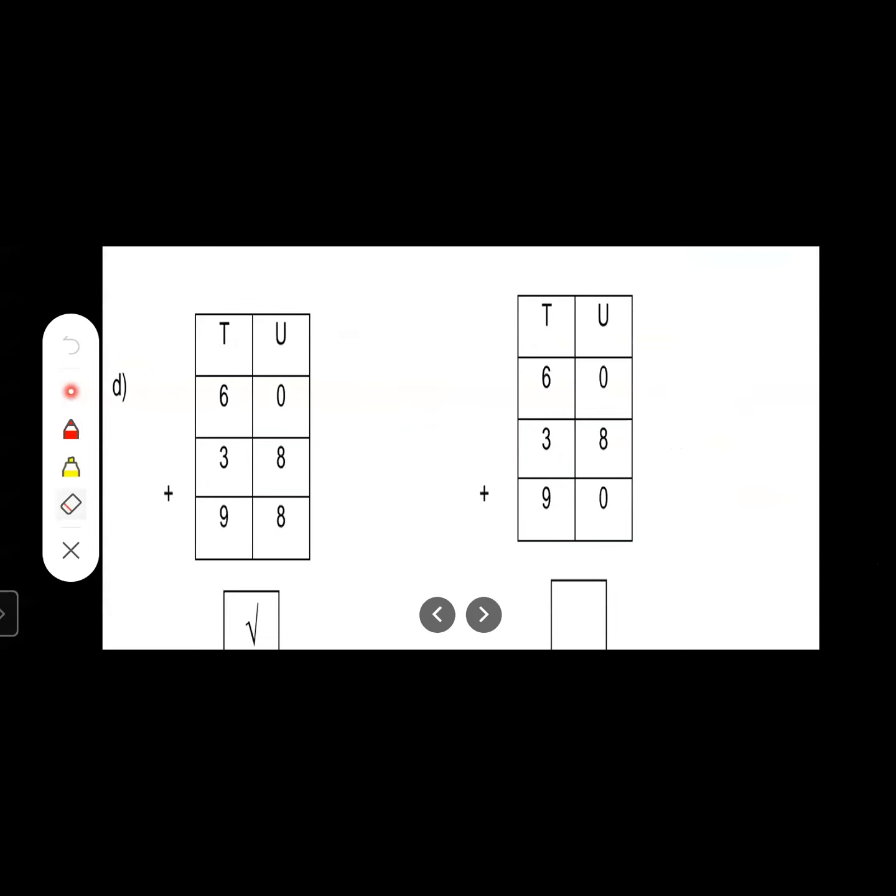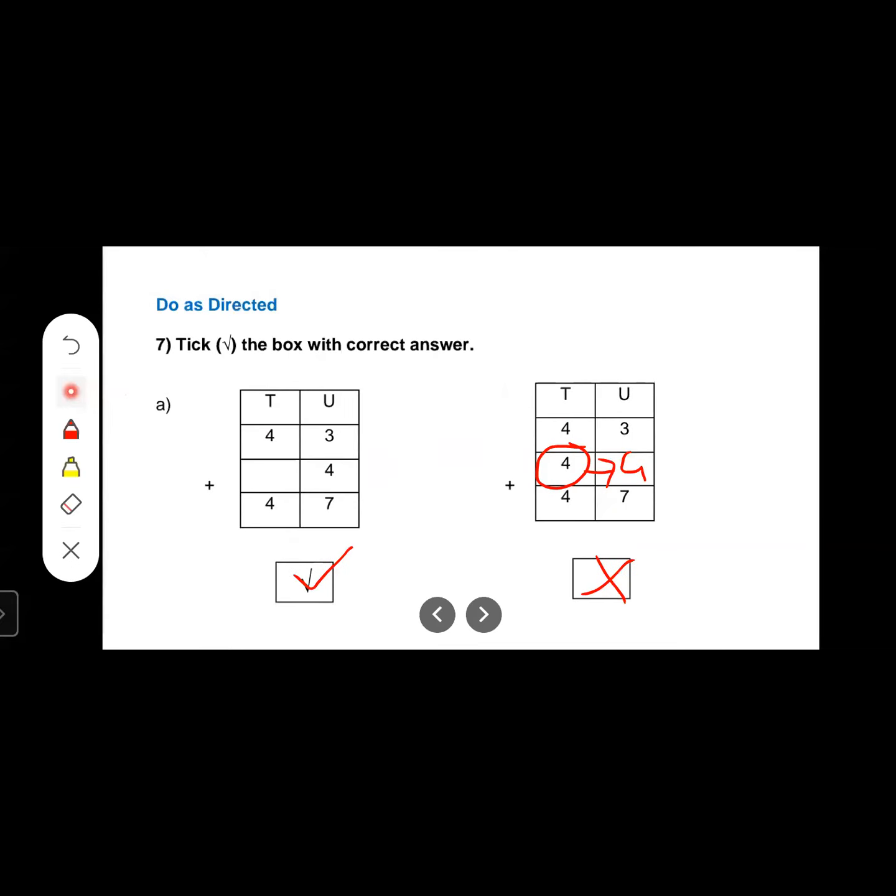This is the next sum. Let us read it. 60 plus 38 is equal to 98. And see this. 60 plus 38 is equal to 90. Two boxes are given, two sums. Which one is correct? This one is correct or this one is correct. We have already ticked over here, but let us check. Let us check what will be the answer. 60 plus 38. We will do it and then tell.